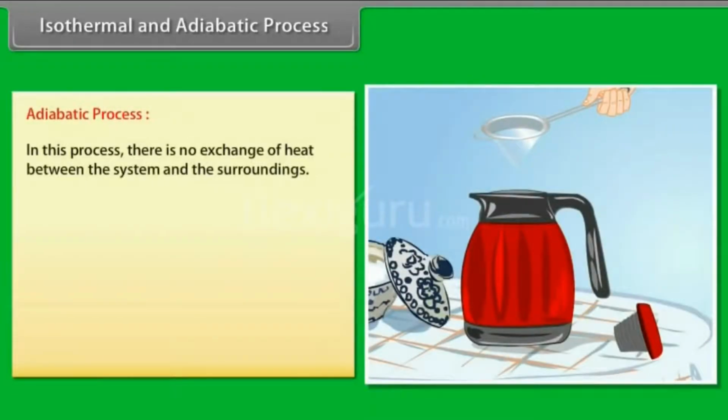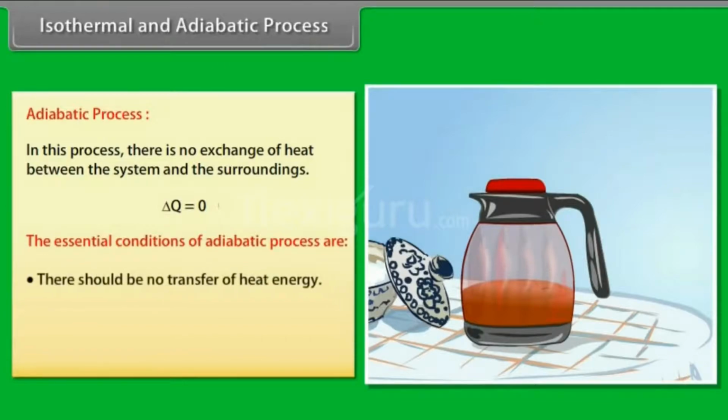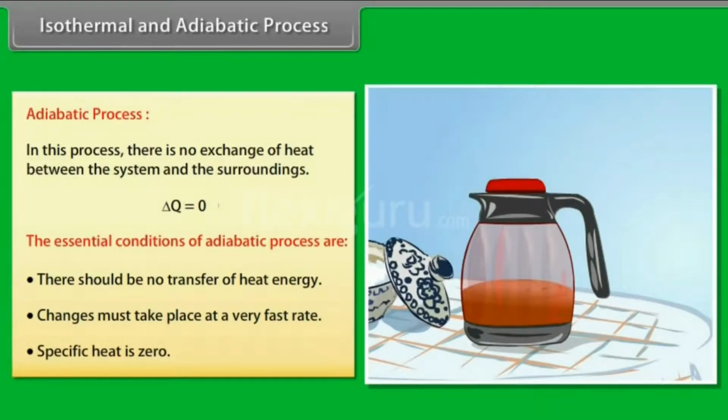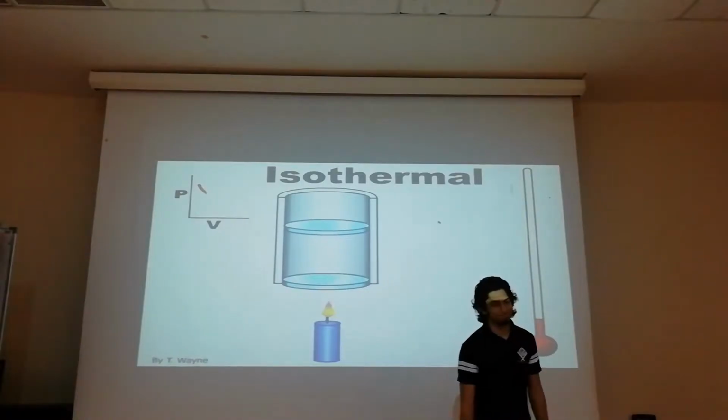Adiabatic process: in this process, there is no exchange of heat between the system and the surroundings, so delta Q equals 0. The essential conditions of an adiabatic process are: there should be no transfer of heat energy, changes must take place at a very fast rate, and the specific heat is 0. The pressure-volume curves of an ideal gas show two adiabatic processes connecting two isotherms.